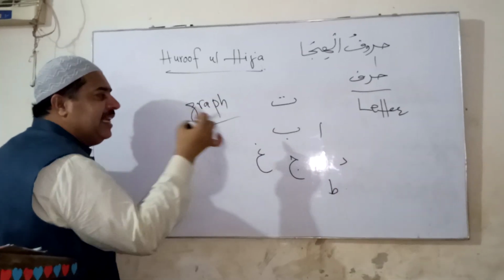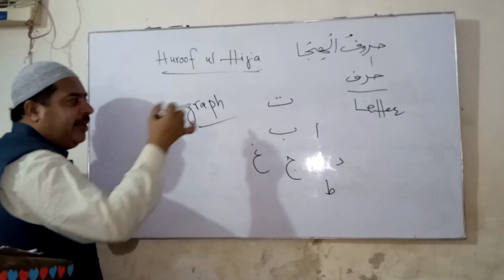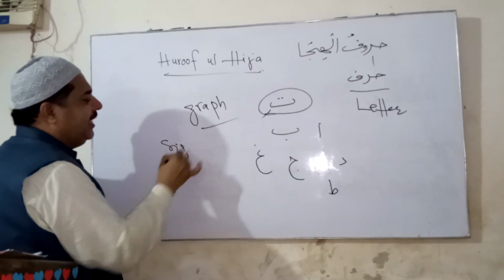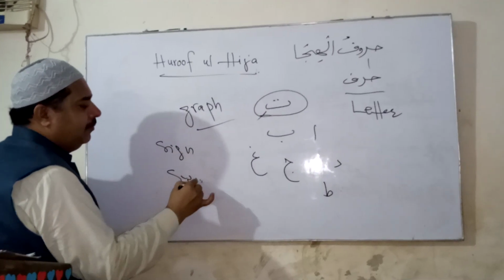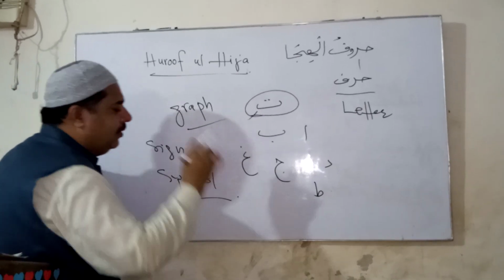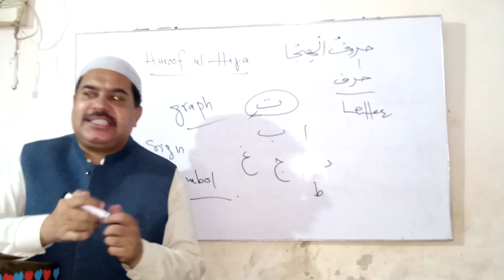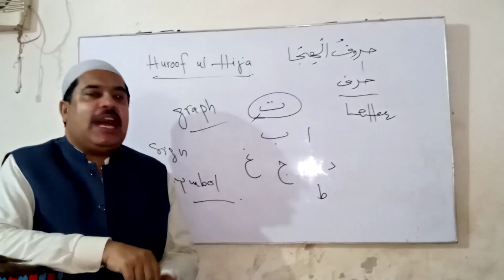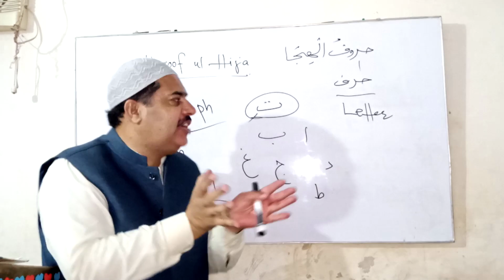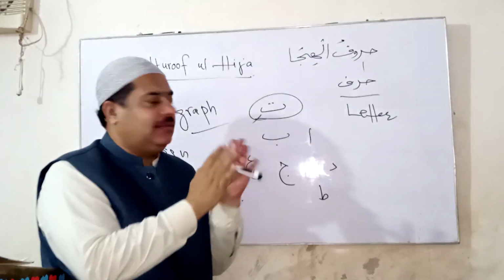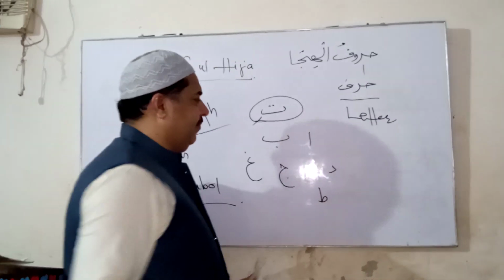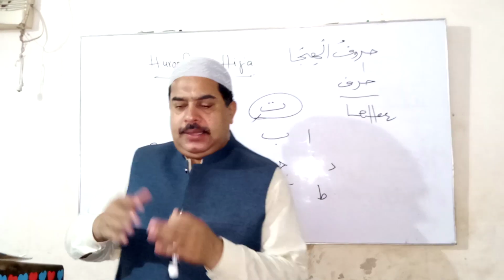So this is the graph which becomes the sign, and that sign or symbol is given the sound. The sign and symbol is given the sound, and through that sound, that becomes the recognition of the letter. Just like this. This is alif.